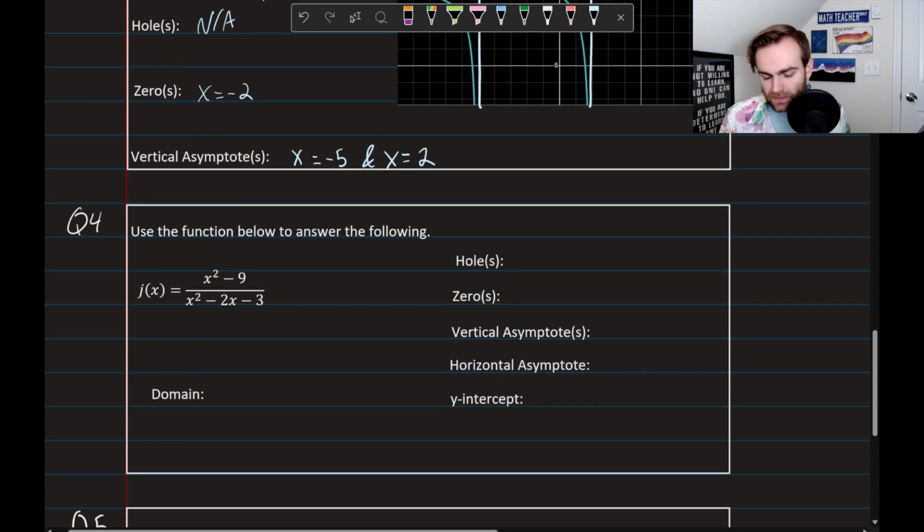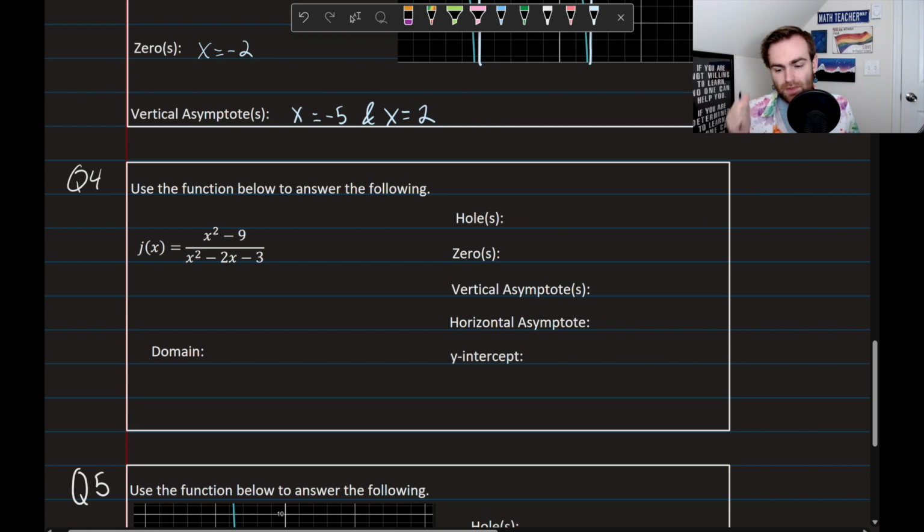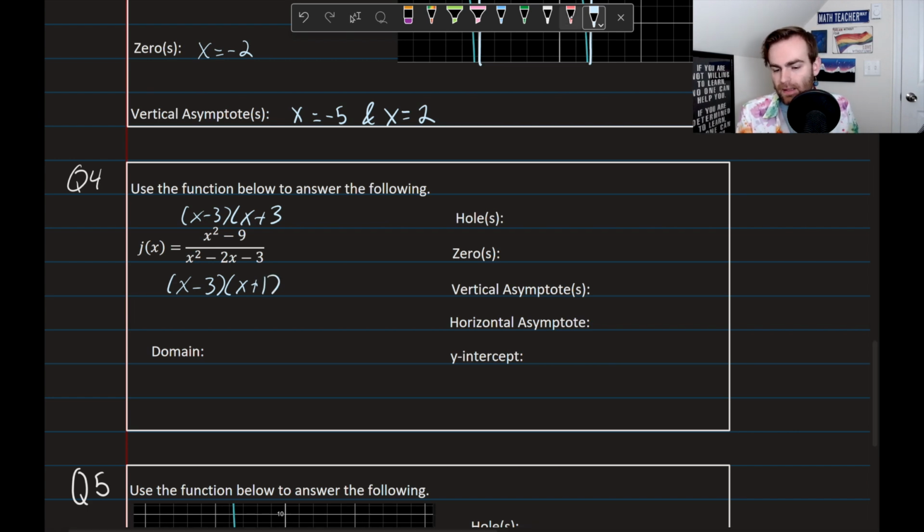So let's combine all of that in this function here. So we're going to see if there's holes, zeros, what the domain is, the vertical asymptotes, horizontal asymptotes, y-intercept, the whole kit and caboodle here. So let's factor this out. So we'll get x minus 3 times x plus 3. We will have x minus 3 and x plus 1. So we get 3, -3, 3, and -1. So first off, we can kind of tell there's two values that aren't in our domain.